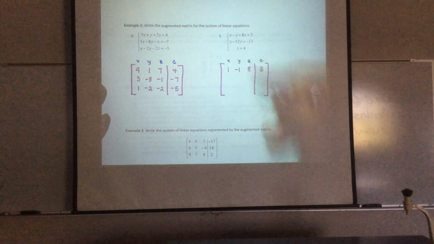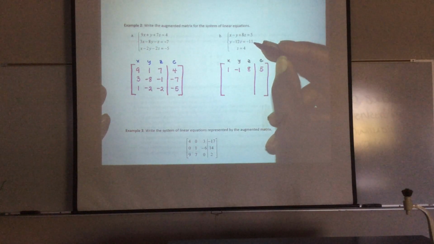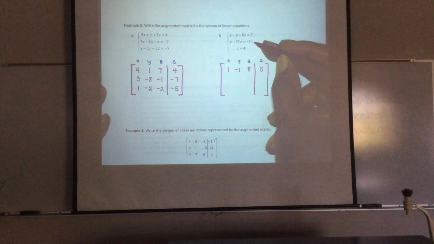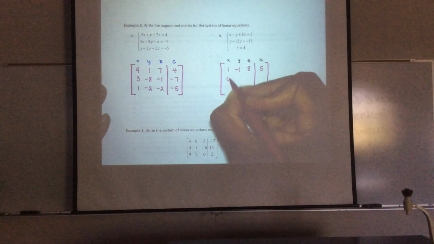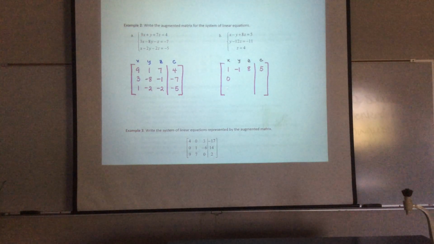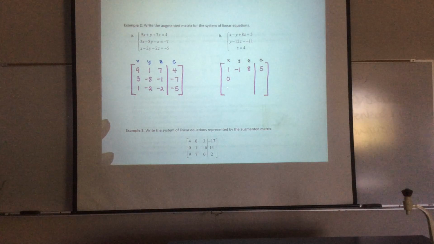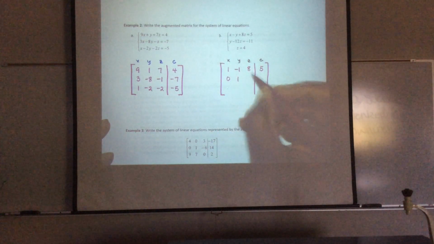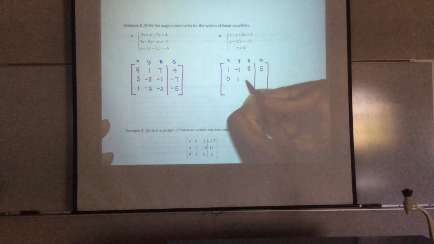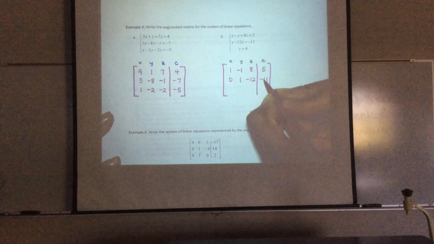Now for the second equation, y minus 12z equals negative 11. In this case, there is no x term in that equation. So we need to put a 0 here in that first column, which represents your coefficient of x. And then the coefficient of y, that's an understood 1. For z, that coefficient is negative 12. The constant term, negative 11.